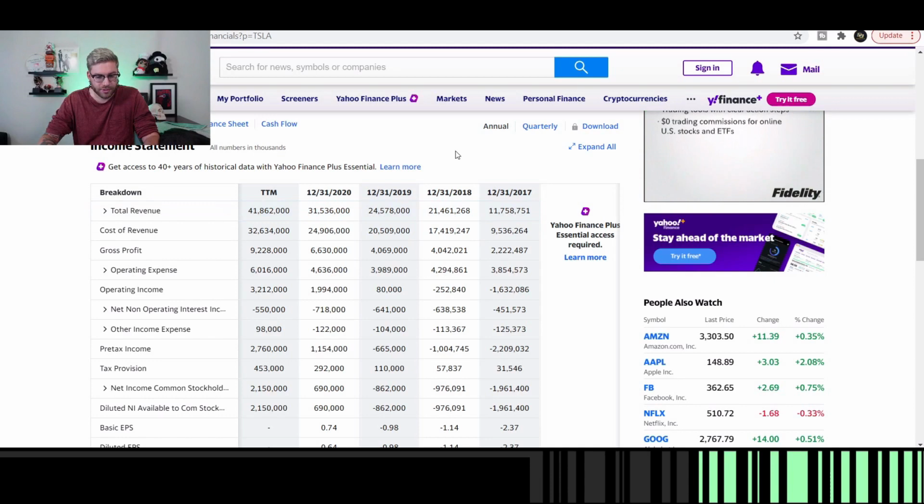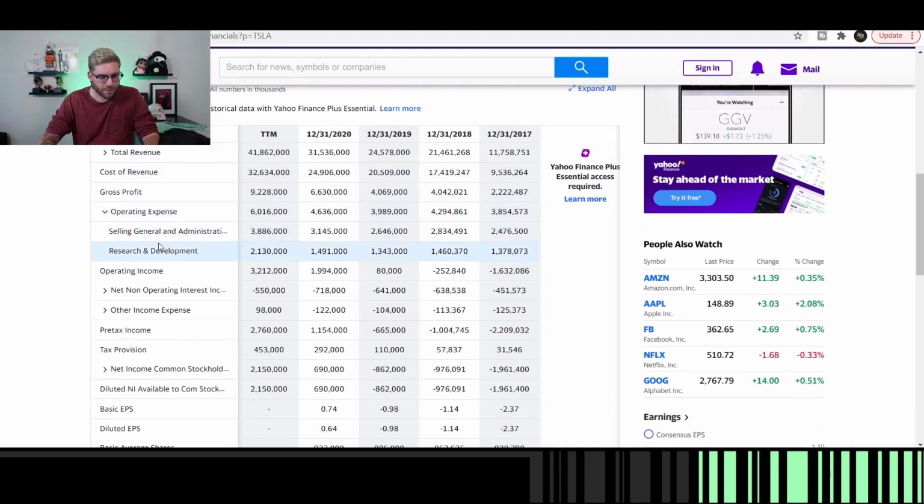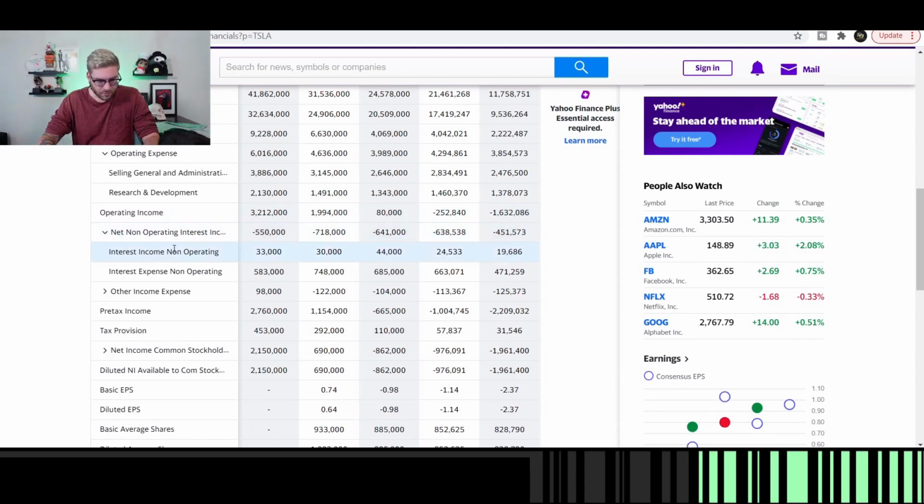They're increasing. That's good. Their cost of revenue has increased as well, but that margin has always stayed positive. That's good. We have a 2 million profit all the way up to 9 million profit. If you wanted to, of course, go into the expenses, see what they're doing. Oh, they're spending money on research and development. I like that. They're spending on selling, general and administrative. I like that. They have some interest coming in.